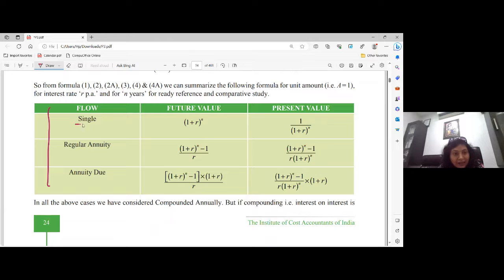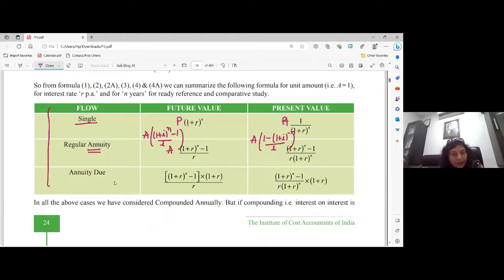If there is a single inflow, then future value is P(1 + R/100)^N, and present value is P divided by (1 + R/100)^N. And when there is a regular annuity, that means payment at the end of the interval, then the formula, as I have told you, is A[(1 + i)^n - 1]/i. And if it is a present value, then the formula is A[1 - (1 + i)^-n]/i.